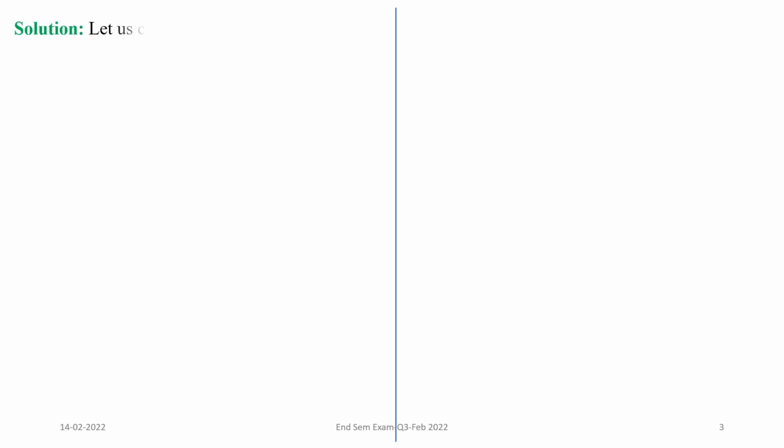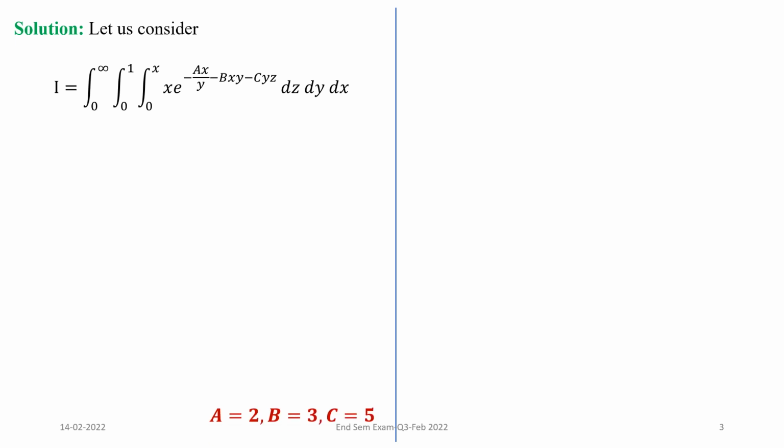Okay, now we can see the solution of the question. So we can write this question as it is. I is equals to integration from 0 to infinity, 0 to 1, 0 to x, integration of x e to the power minus ax upon y minus bxy minus c yz dz dy dx. What we did here, we have kept the value a is equals to 2, b is equals to 3, and c is equals to 5. Whenever we get the solution, we will put these values in the last.